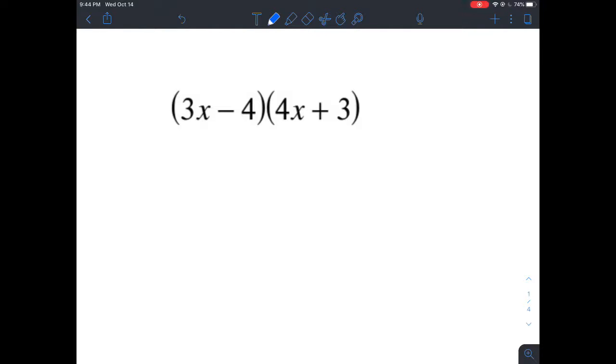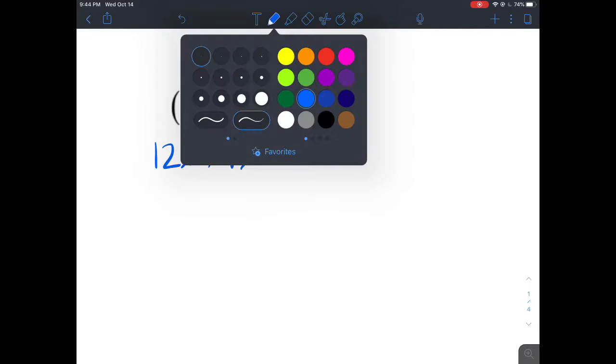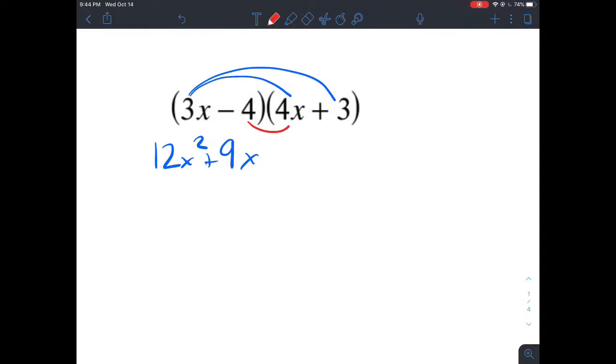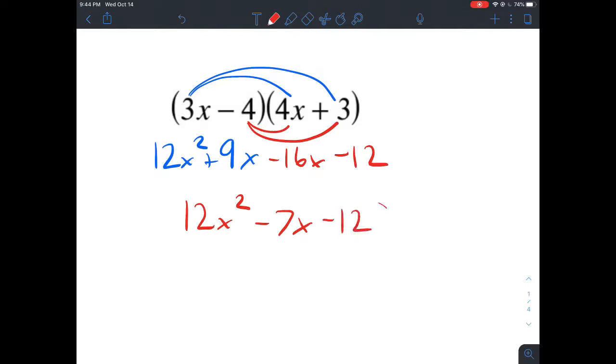So we're going to go ahead. This 3 is going to go visit everyone in the next binomial. So we end up with 12x squared and 9x. Now this negative 4 is going to go visit everyone in the next binomial. So we end up with a minus 16x and a negative 12. So when we combine like terms, we end up with 12x squared, a negative 7x, and negative 12.